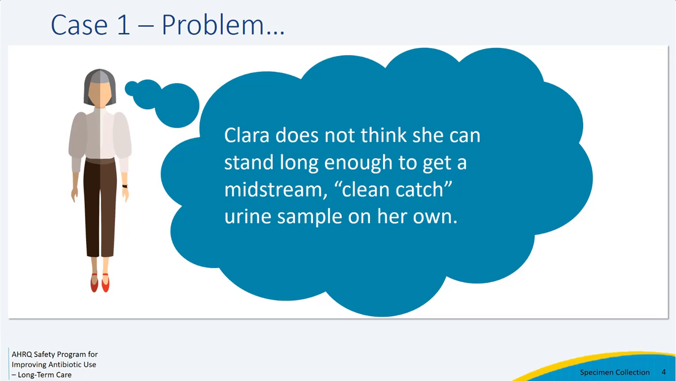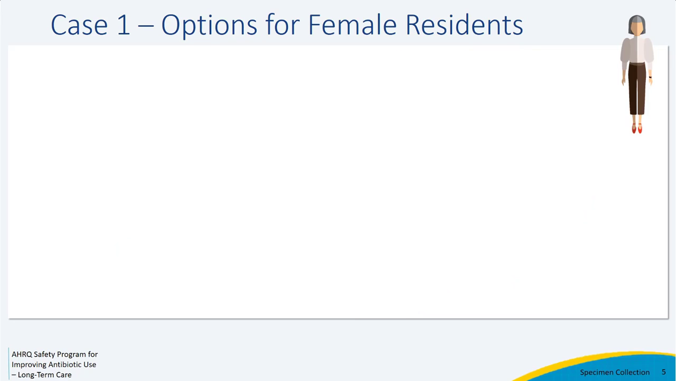Unfortunately, Clara does not think she can stand long enough to get a midstream clean catch urine sample of her own, which would be the preferred method of collection in this instance. This is often the case for residents in nursing homes, so let's discuss some alternatives for collecting the urine if these midstream specimens cannot be collected by the resident alone.